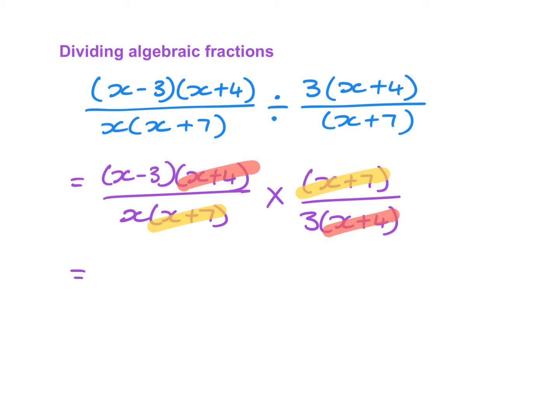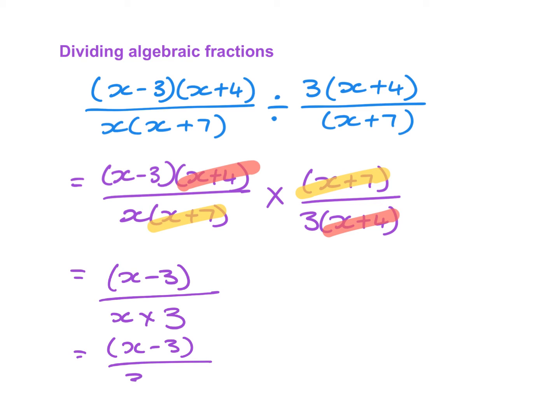So we will end up with something looking like this. What is left over up the top? I have x minus 3 all over x multiplied by 3. Therefore my answer is x minus 3 all over 3x, and that would be correct. I hope you got those right, and that's pretty much all there is to simplifying algebraic fractions when there's multiplication and division involved.